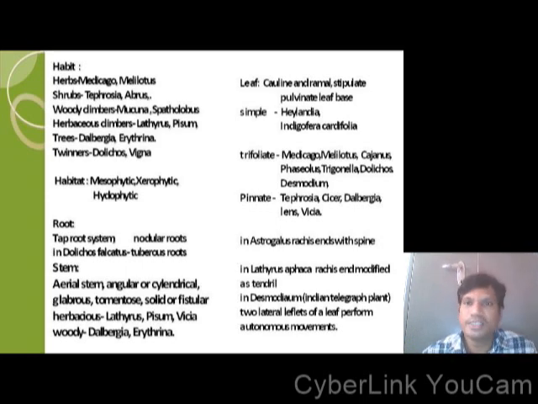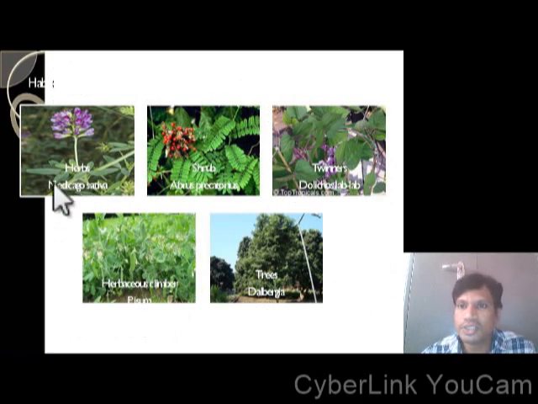These are the vegetative characters. I have given some pictures here. This is a herb, this is a shrub, this is Abrus precatorius, in Telugu known as Guruvinda. This is Dolichos lablab, Chikkudu, this is Pisum sativum, and this is Dalbergia latifolia, a tree.